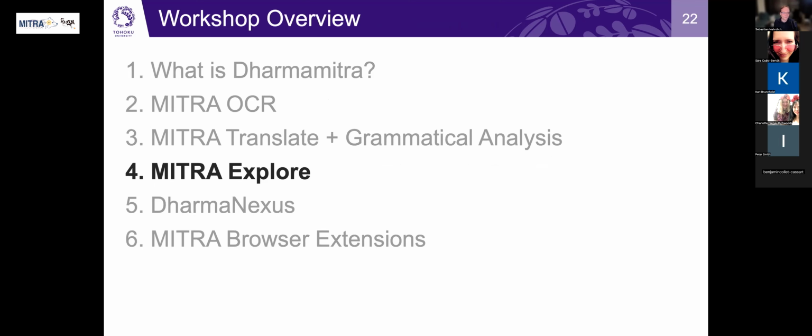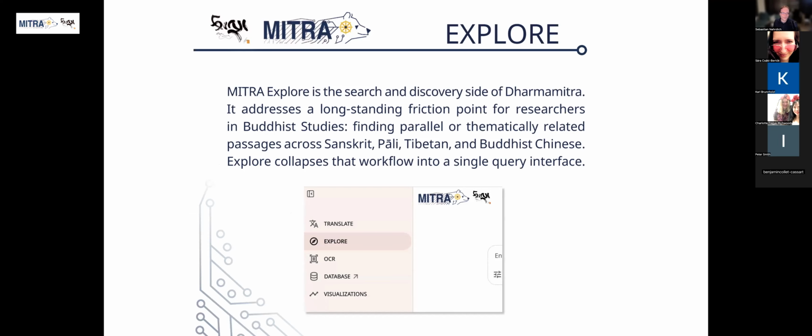Now moving on to the Mitra Explore system. This is basically the search and discovery side of Dharmamitra, and it addresses a long-standing friction point for translators and researchers in Buddhist studies. When working on a passage in Tibetan, for example, we might need to find parallels in Sanskrit or from Pali and Chinese. Obviously, these challenges occur again and again in both research and translation. Explorer is designed to address this and to provide one interface where all of these queries can be made.